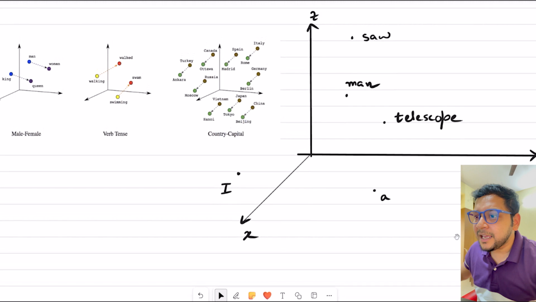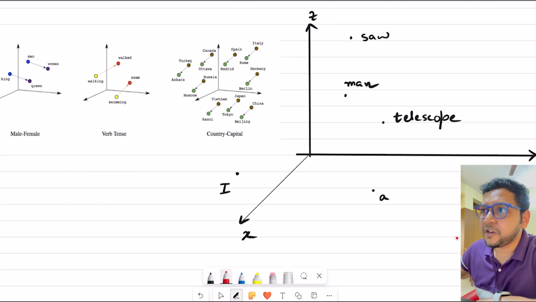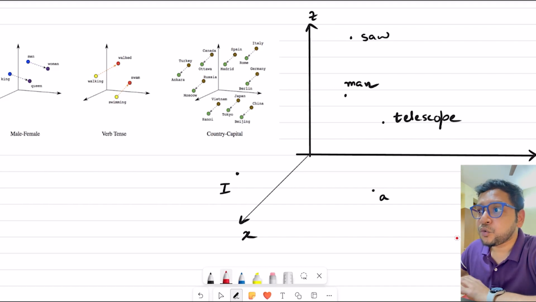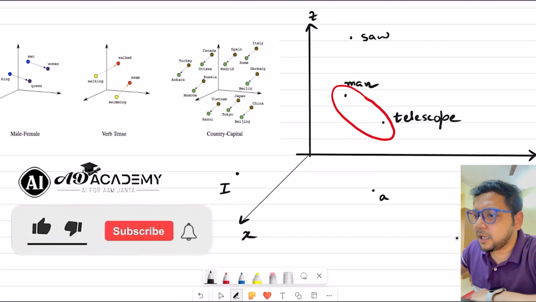So here we can see the relationship between the different words. For simplicity, we have taken 3 dimensions so that I can plot this and show you. All the words within the sentence have been plotted in these 3 dimensions. And we can see the relationship between the words, how closely they are related to each other. Say for example, here the word man and the telescope are closely related to each other.